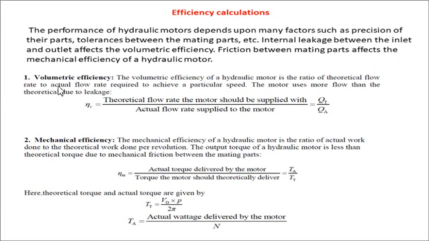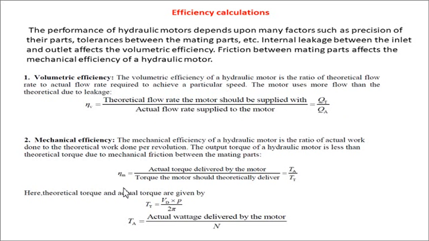So coming to the first point, that is volumetric efficiency. This is the ratio of the theoretical flow rate the motor should be supplied with, divided by the actual flow rate supplied to the motor. So Q theoretical upon Q actual. Now why is this Q actual always greater than Q theoretical? Because of leakage, the actual fluid supplied to the motor is always greater than the fluid you assume to be theoretically supplied. That is why Q theoretical upon Q actual is the volumetric efficiency for the hydraulic motor.